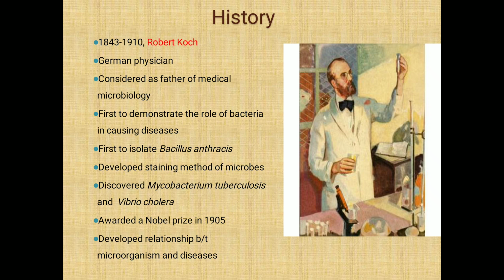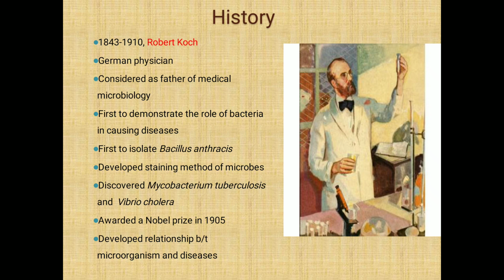He developed staining methods of microbes. Staining means application of dye to microbial cells, and after that we can observe them under the microscope, because microbial cells are transparent and they cannot be observed as they are under the microscope. For that purpose we have to apply the stain, and after application of this stain we can observe them under the microscope. So this technique was developed by Robert Koch.